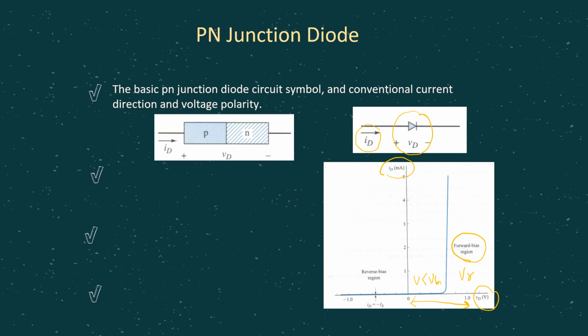Okay, then if you look at this negative side, where we are having negative voltage, obviously here we are talking about the reverse bias region. Remember, in the reverse bias region, the depletion region becomes wider. It's not possible for the carriers to cross the junction, so obviously here there is no current flow.